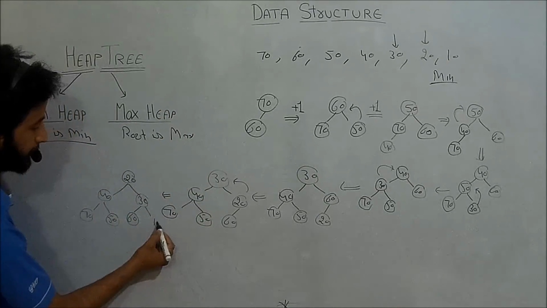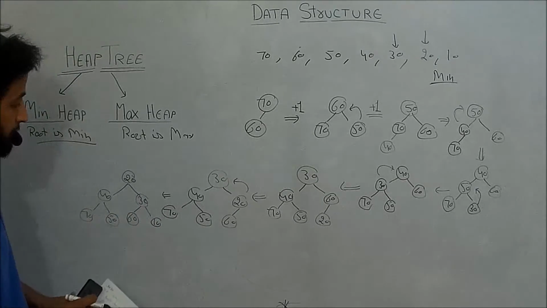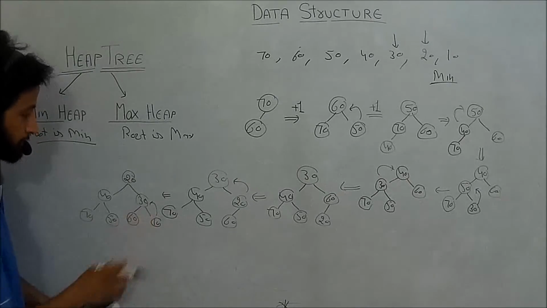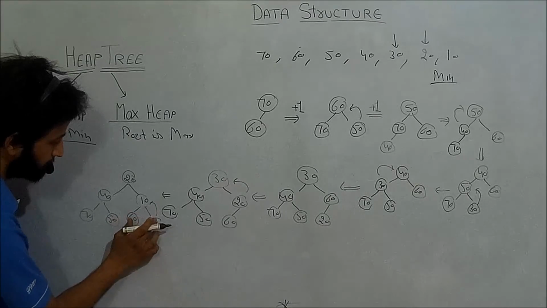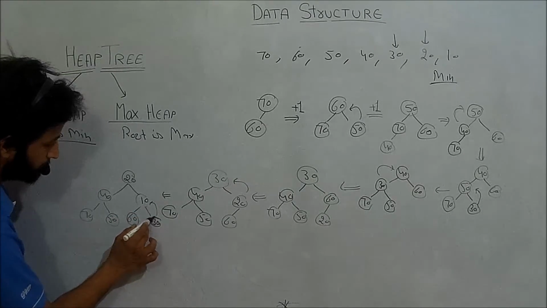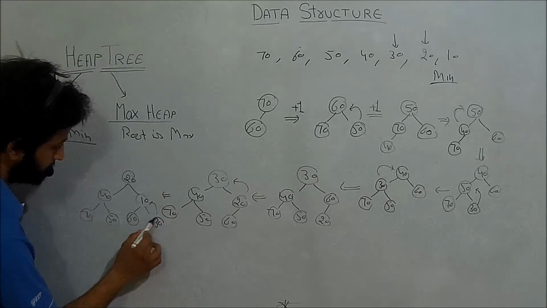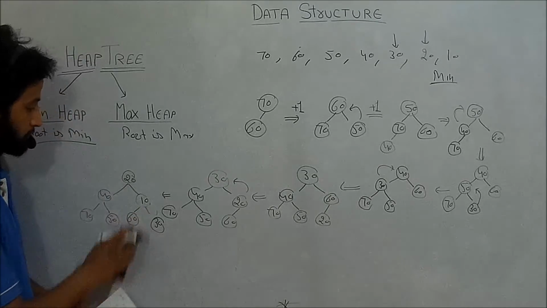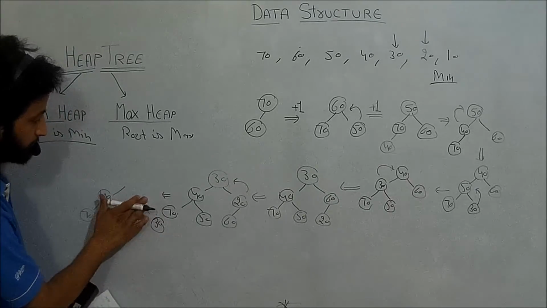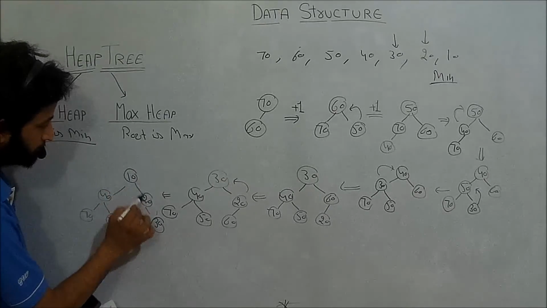Okay, so after 20 the next element is 10. So when I insert 10 to the right of 30, again I have to perform interchange, and after performing the interchange 10 will go here, and 30 will come to this position. Then after this again I have to perform interchange because 20 is maximum. So after performing that interchange, the 10 will go here and 20 will come to this position.